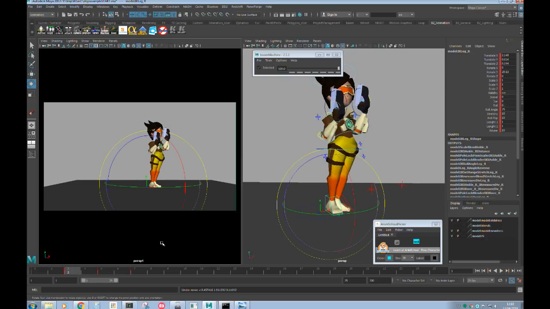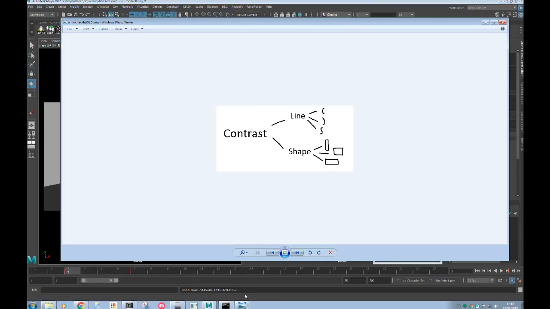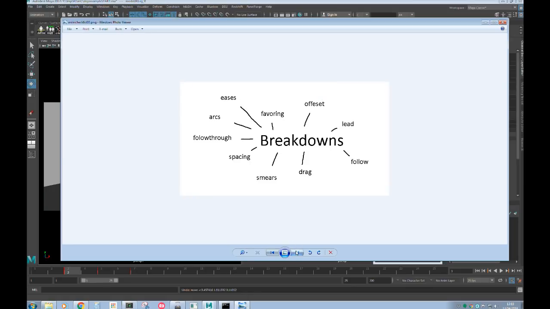Right, okay, so that's contrast, and that's fairly straightforward. So let's talk about breakdowns.